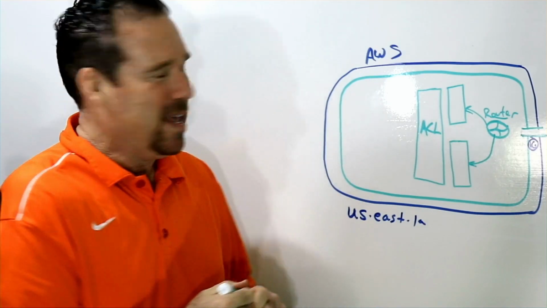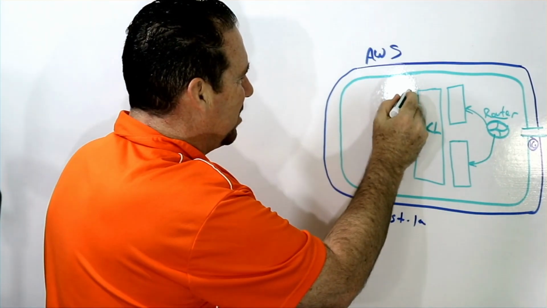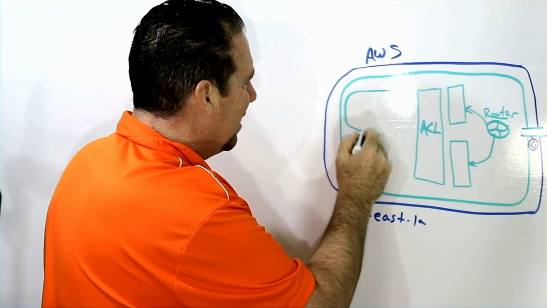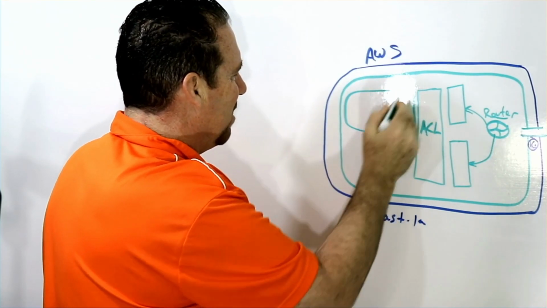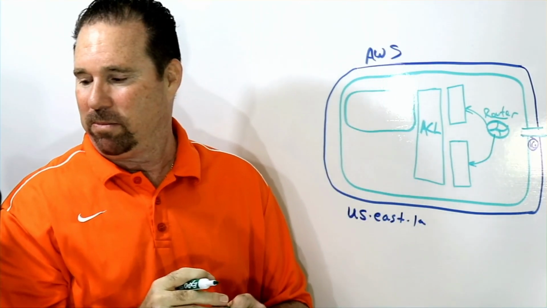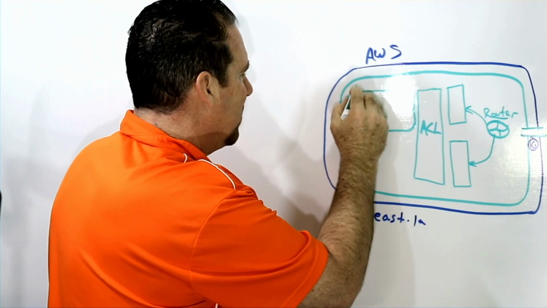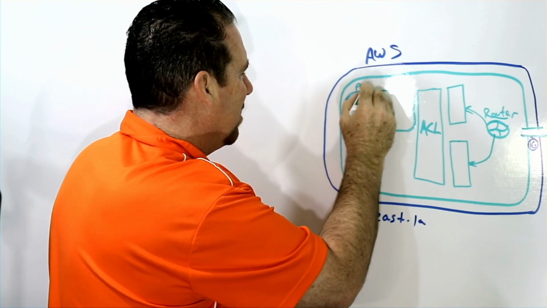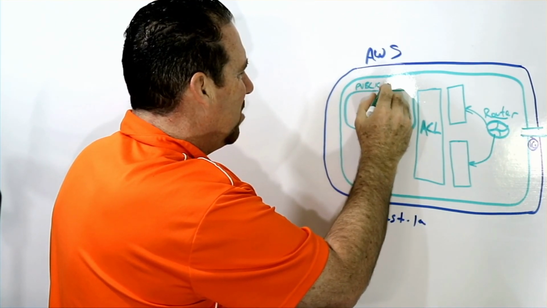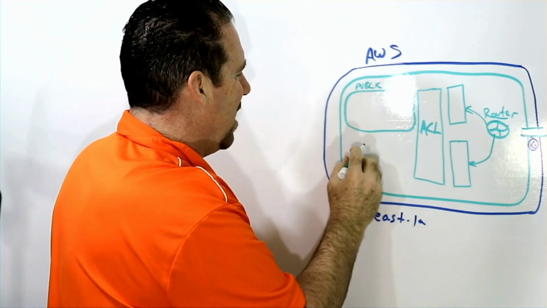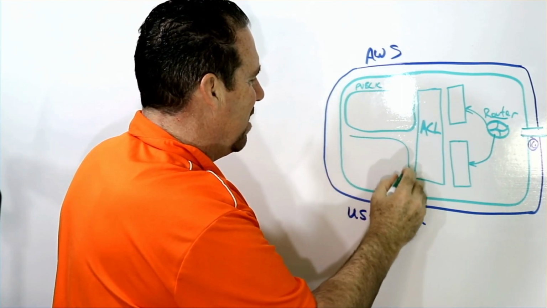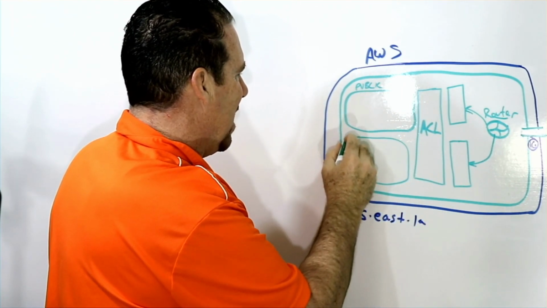Okay, and then you're going to have these subnets in here. And they're just like what they stand for. Subnets are public or private. Public subnet. Okay, and then you'll have another one down here, which is a private.